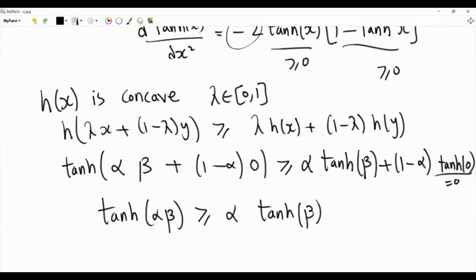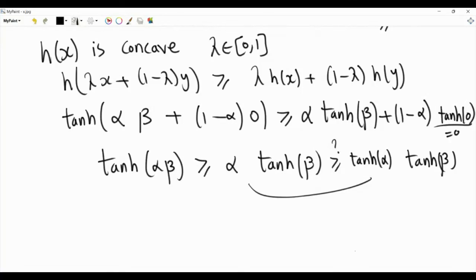The inequality requires, for the tangent to be super-multiplicative, tangent of alpha beta must be greater than or equal to the product, tangent of alpha times tangent of beta. But here we have alpha. So if we can show that alpha is greater than or equal to tangent of alpha, and we already have the term tangent of beta here, then we are done. So the question now is, can we say that alpha is greater than or equal to tangent of alpha? If we show this, then we are done.